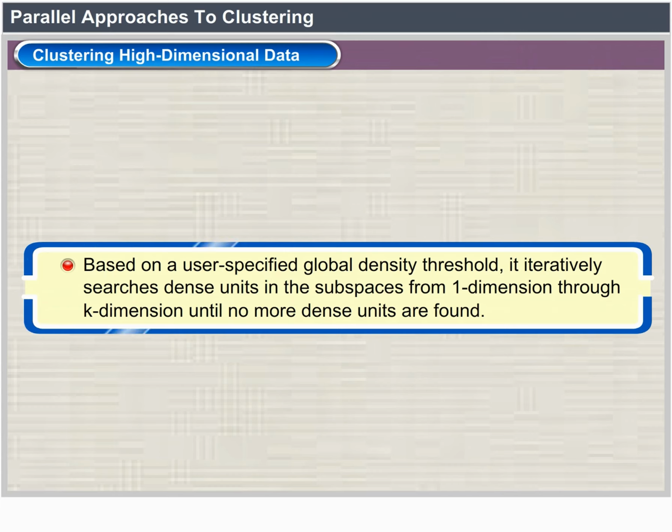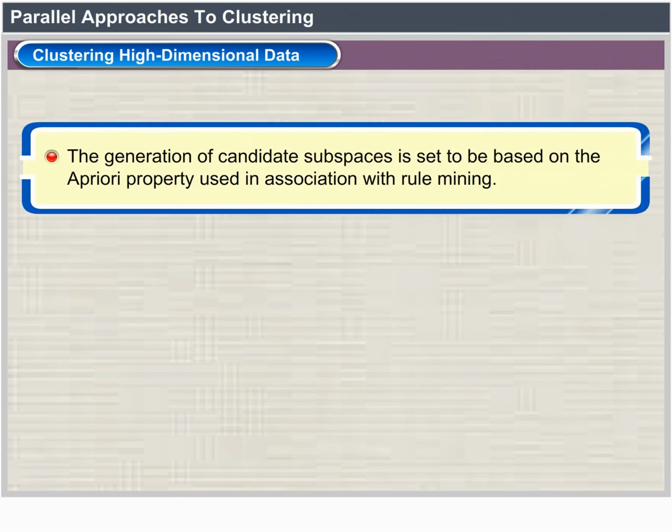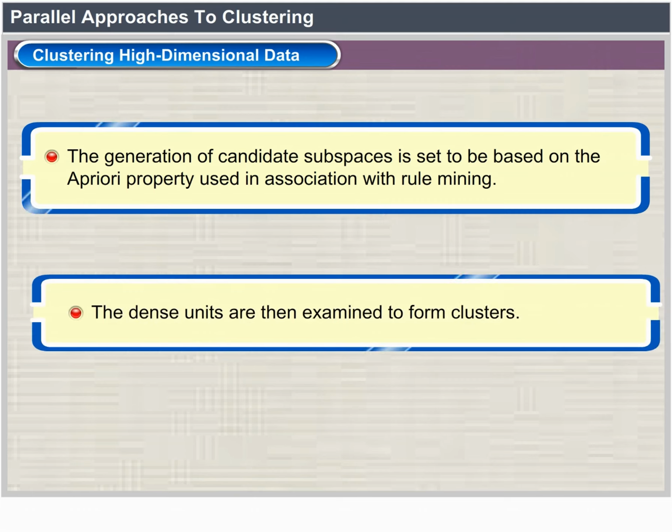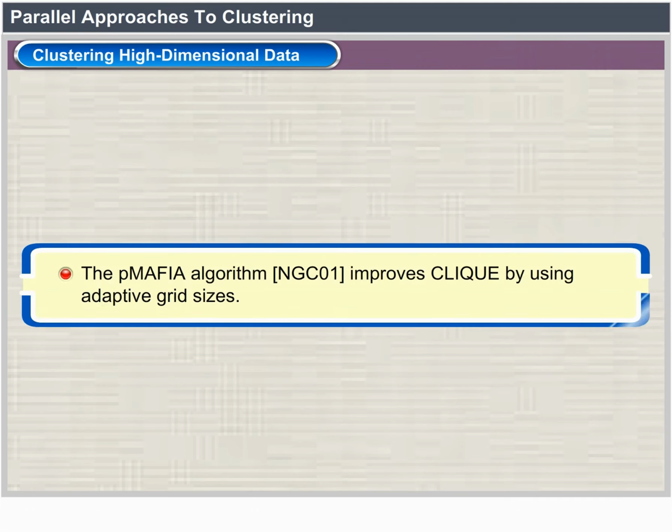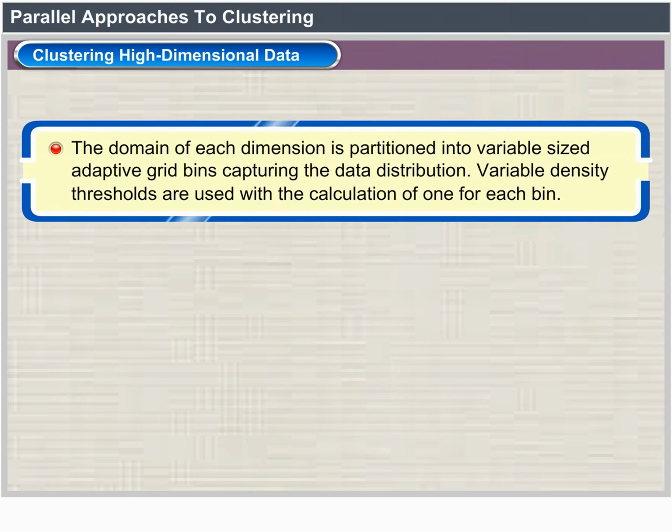The generation of candidate subspaces is based on the a priori property used in association rule mining. The dense units are then examined to form clusters. The pMAFIA algorithm improves CLIQUE by using adaptive grid sizes. The domain of each dimension is partitioned into variable-sized adaptive grid bins that capture the data distribution. Also, variable density thresholds are used, one for each bin. Adaptive dense units are then found in all possible subspaces.